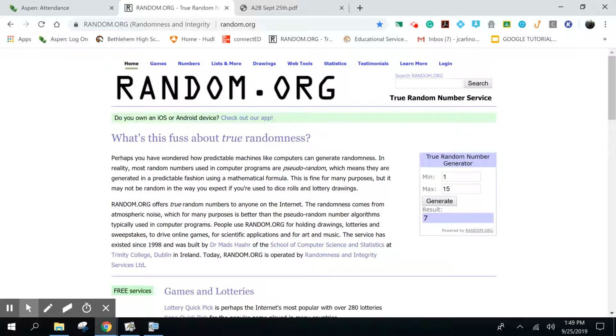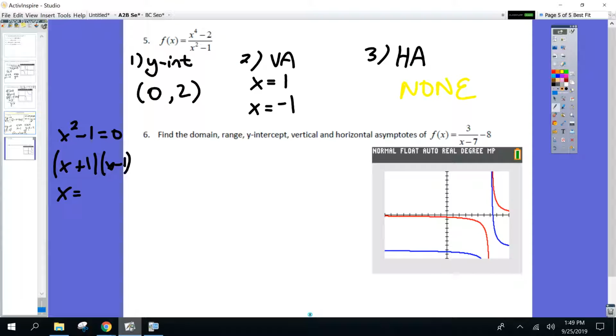Great job as usual. Domain, Lauren. Domain: x such that x does not equal 1 or -1. Great job. Now here comes the clincher.